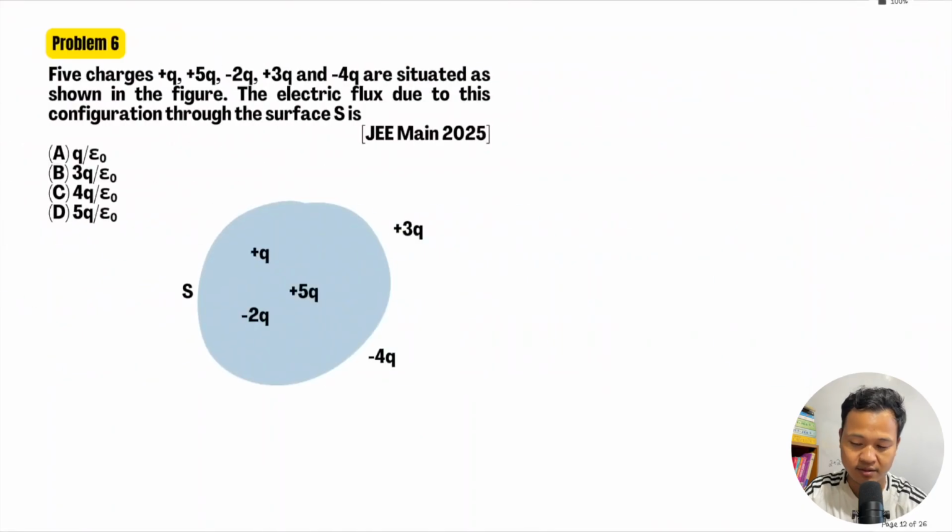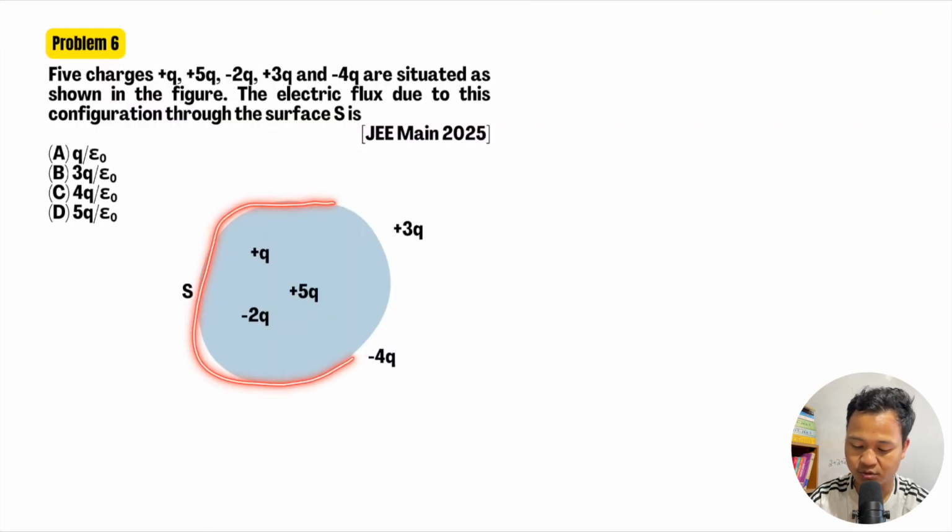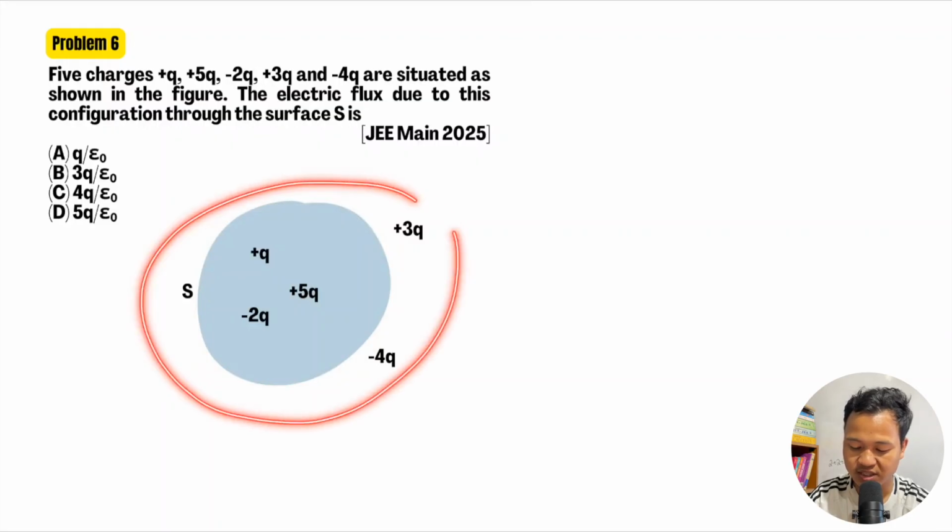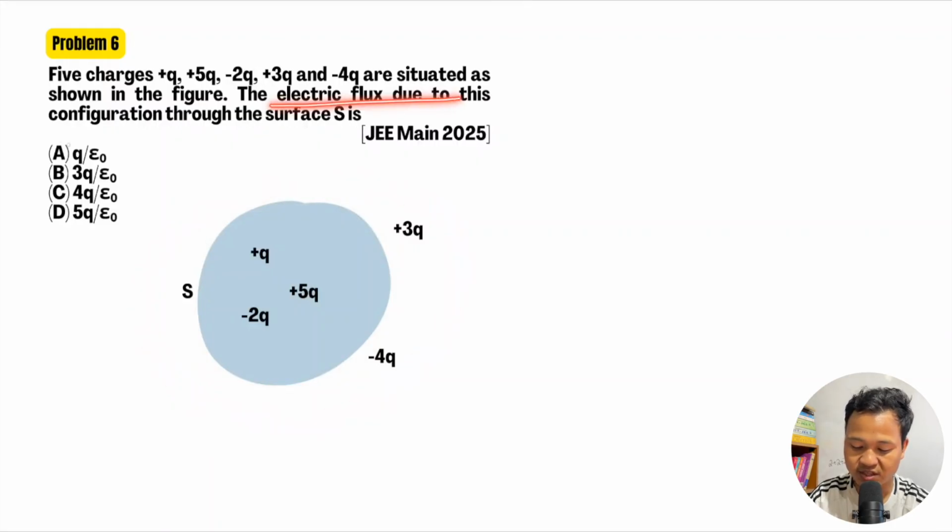Okay. Next problem. 5 charges plus q, plus 5q, minus 2q, plus 3q and minus 4q are situated as shown in the figure. The figure shows a closed surface with charges arranged around it. The question is the flux due to this configuration through the surface. Any charge that is outside will not contribute to the flux. So therefore remove these. So these are your q in.